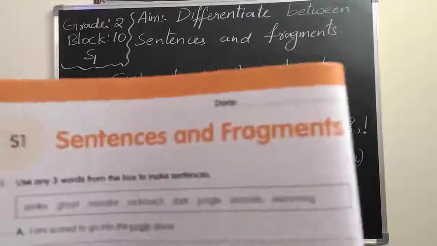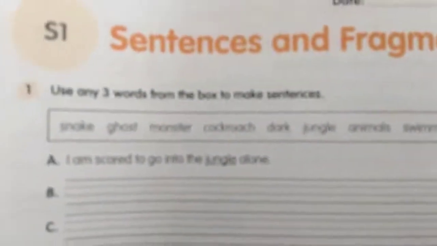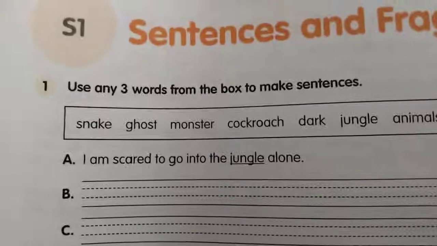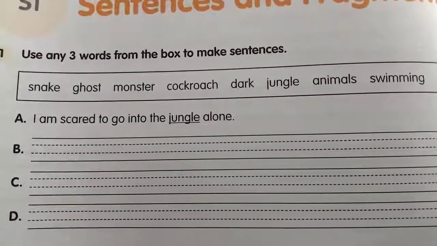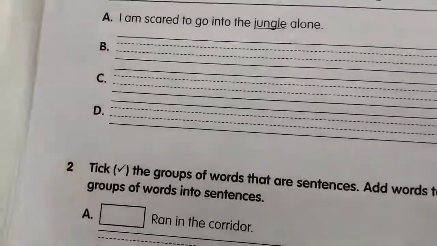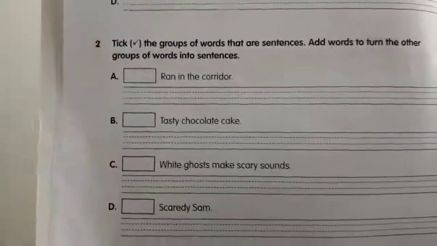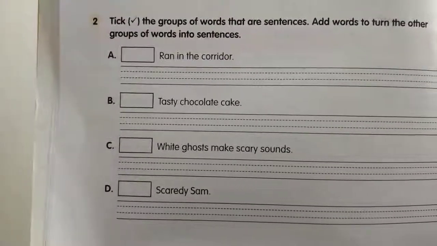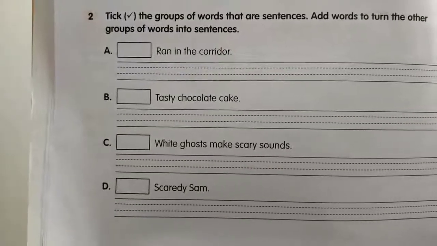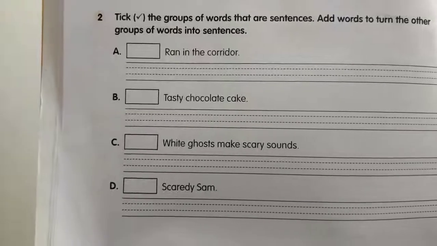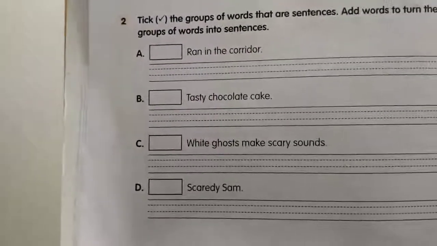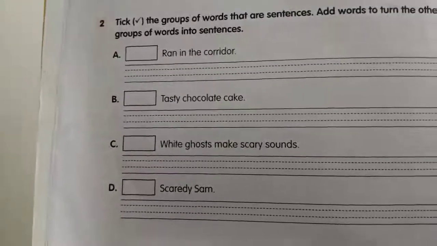In this way, we can write in our volume page number 10, sentences and fragments. Use any 3 words from the box to make sentences. There you can see the words. By using those words, try to make the sentences B, C and D. One is done for you. Now coming to the second one, take the group of words that are sentences. There are 4: A, B, C, D. Check whether they are sentences or not. If they are not sentences, put a wrong mark and try to make a sentence by adding some more words. If it is a sentence, put a tick mark and just leave it. Try to complete the incomplete ones, write in your volume page number 10 and send it through WhatsApp. Okay kids, thank you.